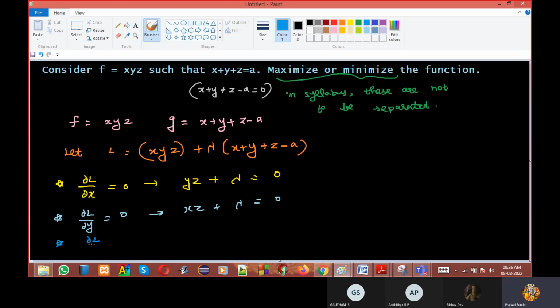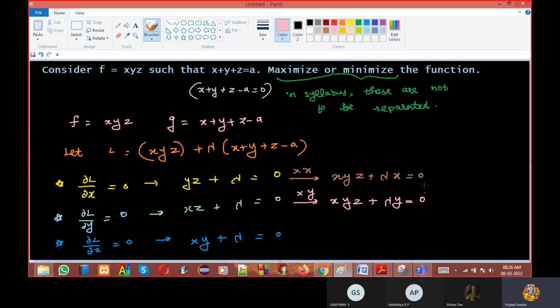Then I'll do ∂L/∂z = 0. This will give xy + λ = 0, correct? I'll multiply this equation by x, so I'll get xyz + λx = 0. This equation I'll multiply by y, I'll get xyz + λy = 0. And this equation I'll multiply by z, so I'll get xyz + λz = 0. What I'm doing, I'm comparing the three equations.